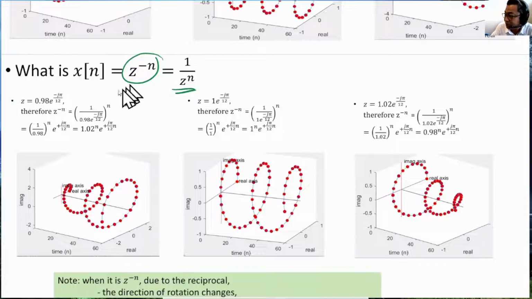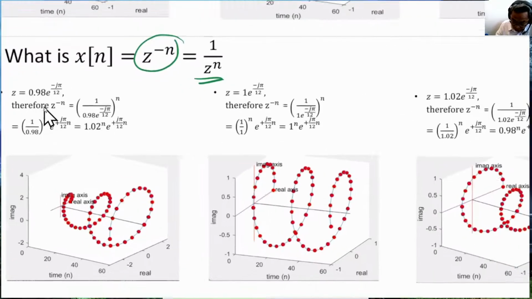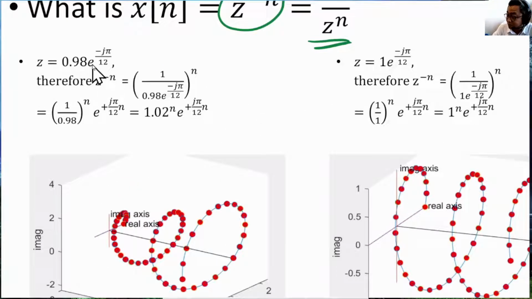Okay, so let's look at if we have z. What is z to the minus n? It is 1 over this whole expression here, and we can break this expression into two parts. The magnitude part is 1 over the magnitude, and the angle becomes, because it is at the denominator, when we bring it up, it will become positive. So it's 0 minus j pi over 12 becomes 0 plus j pi over 12.